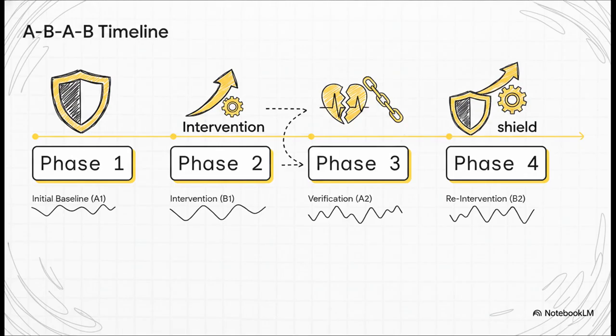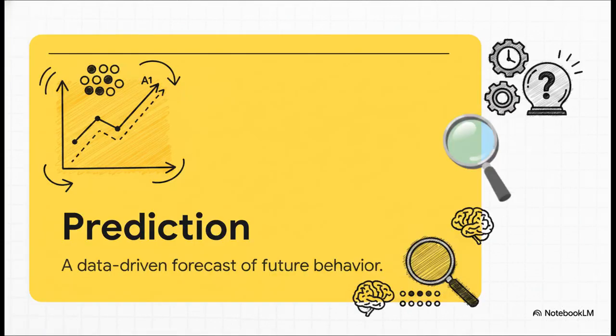I really want you to pay close attention to that crucial transition from the first intervention, B1, right back to that second baseline, A2. Because honestly, taking that intervention away, that is the actual heartbeat of how we prove our case here. So first up in this logic is prediction. Simply put, it's a data-driven forecast of future behavior. This happens right at the very start. You're looking at the data in your first baseline, A1, and you're forecasting exactly what that behavior is going to look like in the future if you do absolutely nothing and make zero changes to the environment.